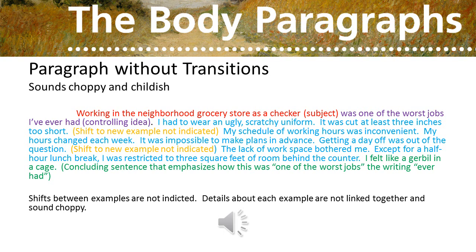Oh my God, that sounds awful, doesn't it? It's very choppy. All the sentences are basically the same length. There's no sense of variation, and more importantly, there's no indication that we're moving from uniform to working hours, and from working hours to workspace. And then, of course, the concluding statement is, I felt like a gerbil in a cage. All right, you're going to see that the writer improves that concluding statement, which here is still fairly effective in emphasizing that it was one of the worst jobs the writer has ever had.